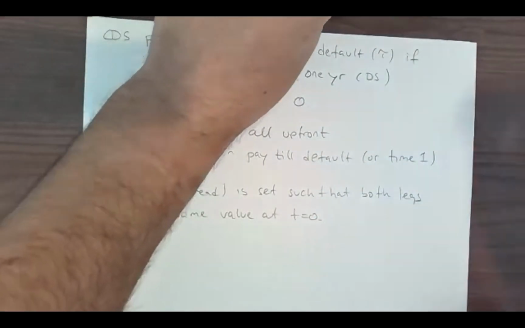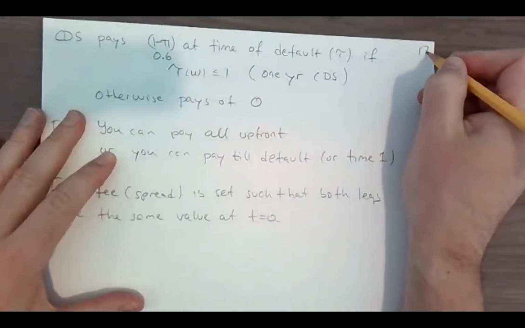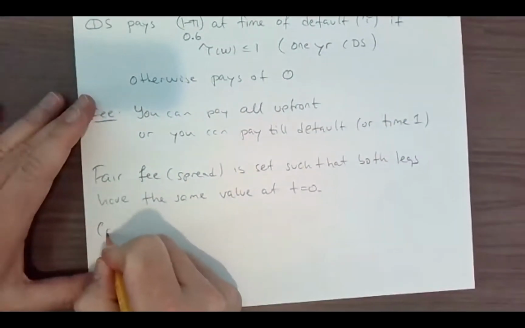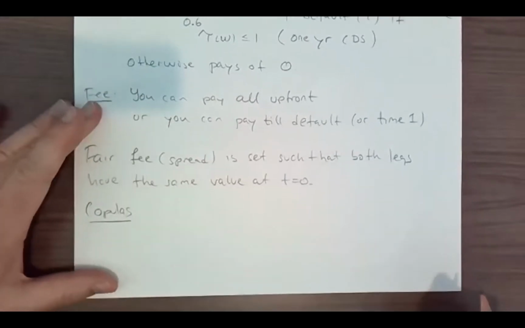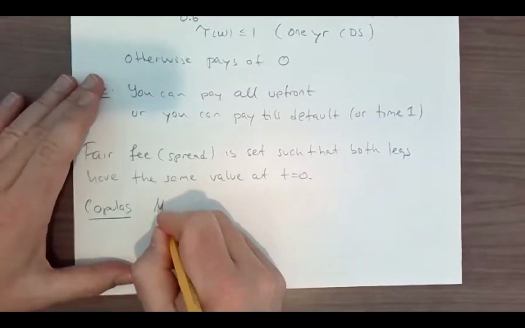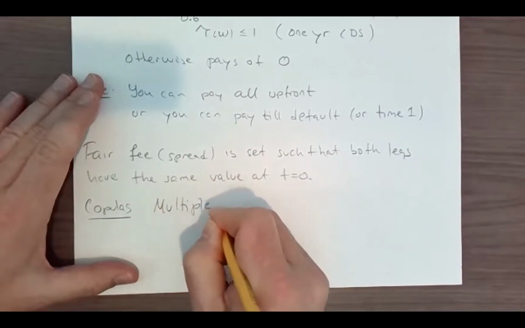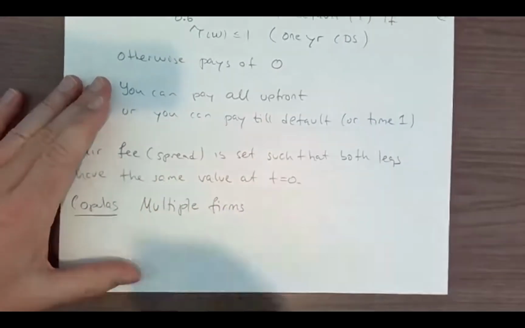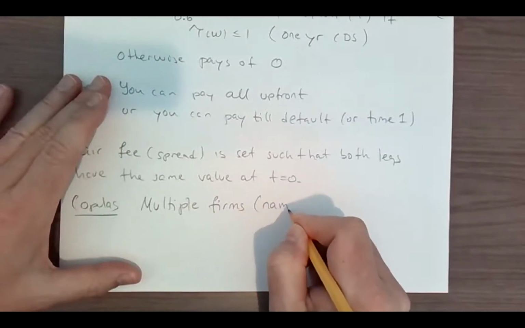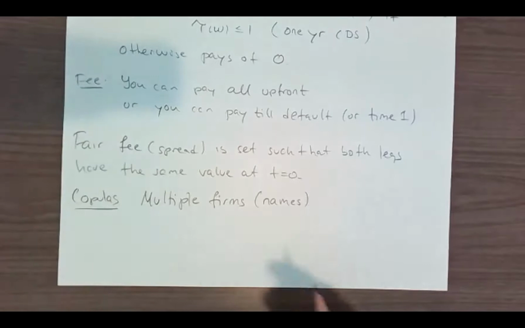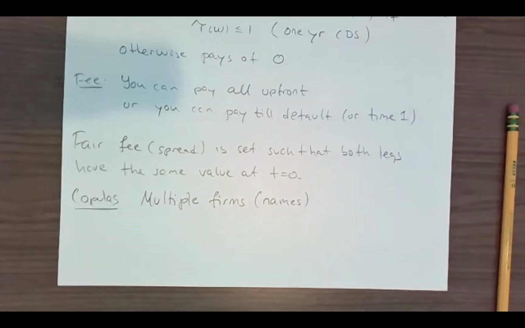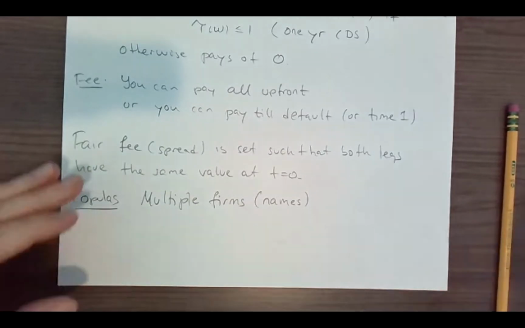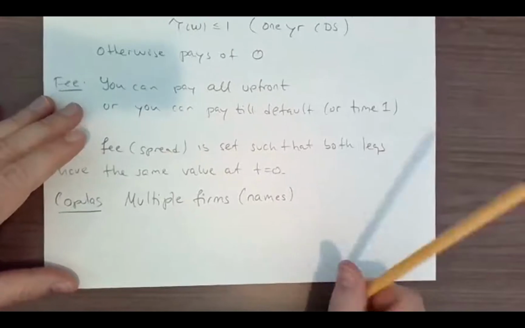To talk about copulas, why would you want to have copulas? Well, this has to do with multiple firms. Firms are also called names. So you would have, if you say we have 2.